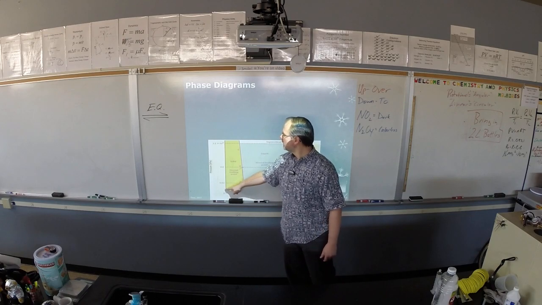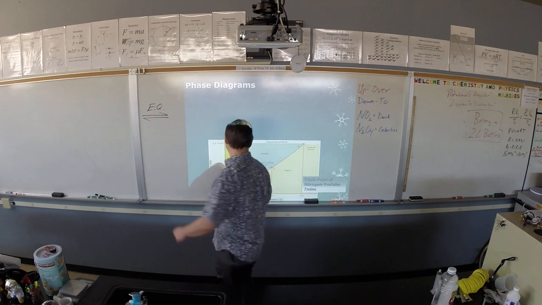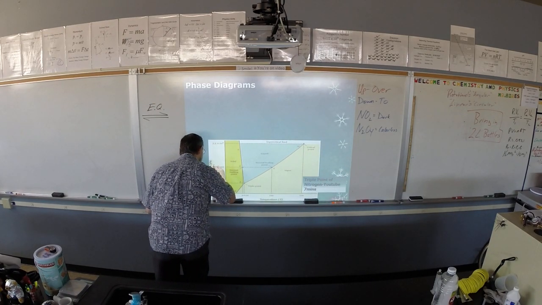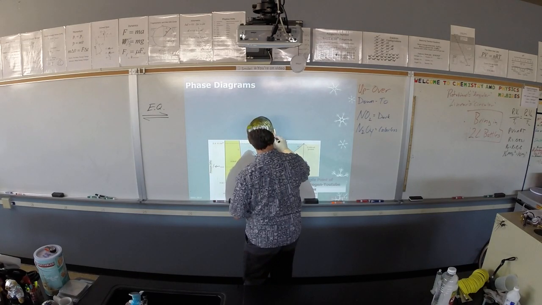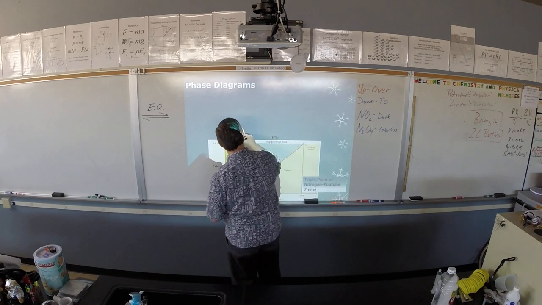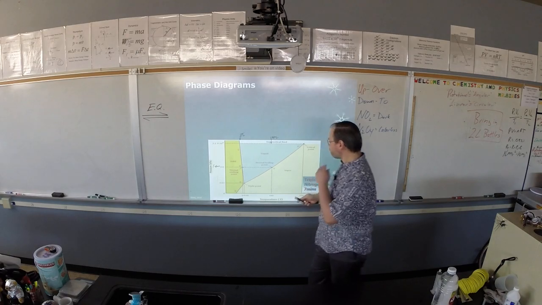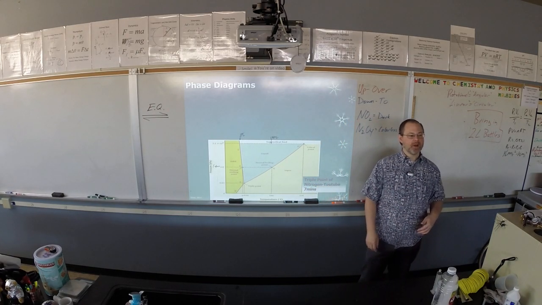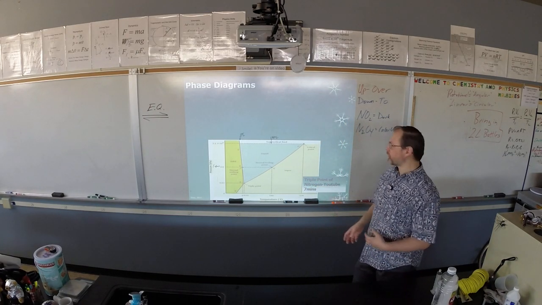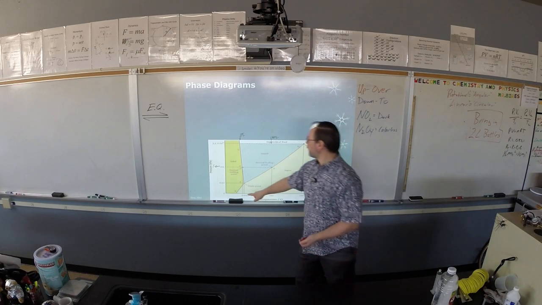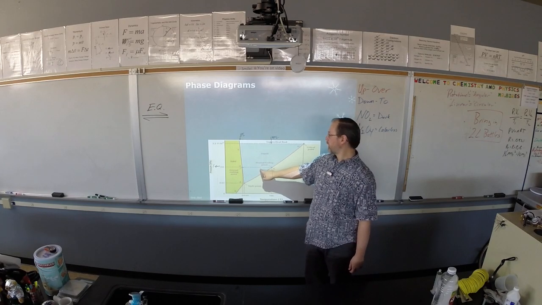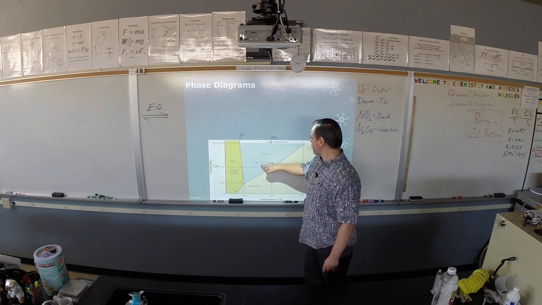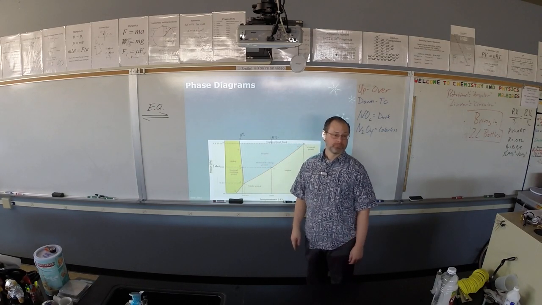Pressure is on the y-axis, and this is 1 atmosphere right here. Right now it's 101 kilopascals, but that's 1 atmosphere. And down here, this is 100 degrees Celsius, and this is 0 degrees Celsius. So if you said, okay, this substance at 1 atmosphere and 75 degrees Celsius, what phase is it? You're like, okay, 1 atmosphere, 75 degrees. Oh, it's a liquid.